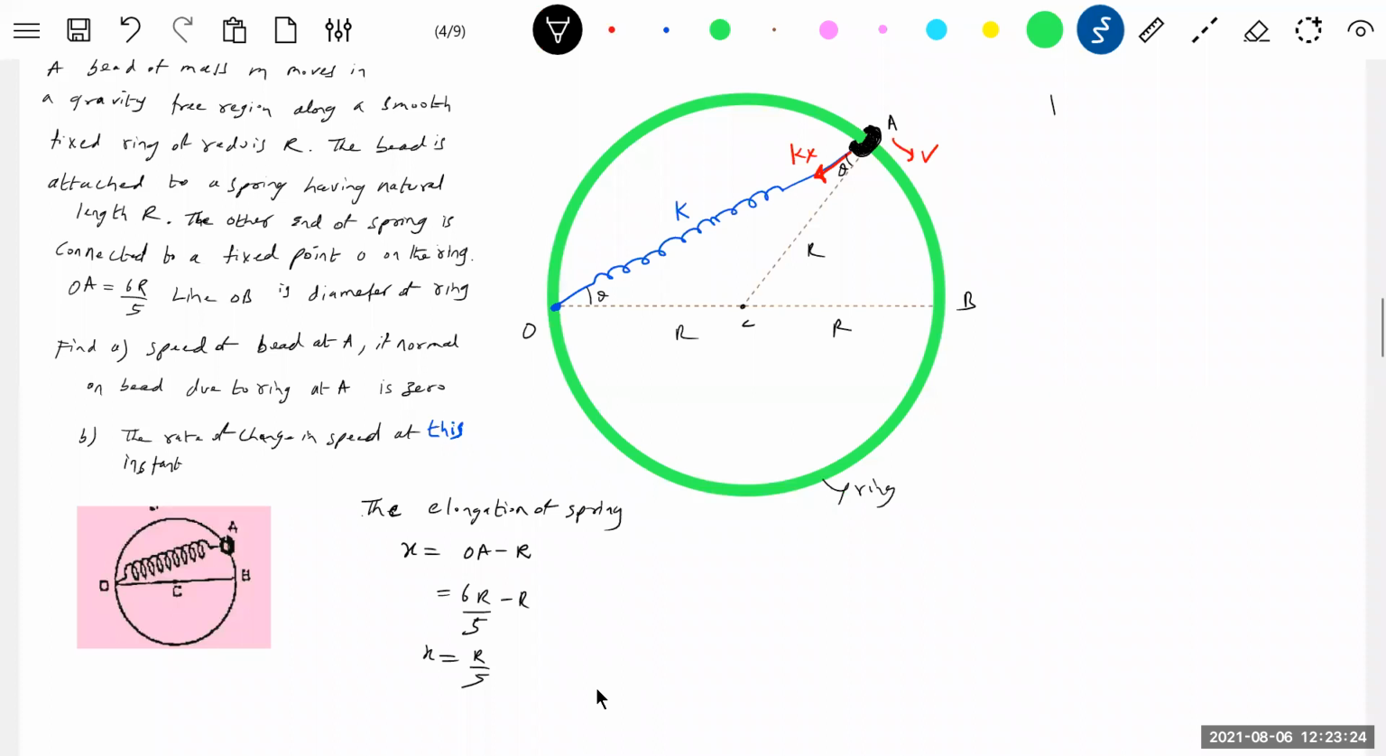Then kx cos theta should be equal to mv square by r. We have x, we have spring constant k, then we have to calculate the v there. And what is the length? Okay, this is r, no? mv square by r, sorry. This bead will move in a circular path about C, no? So what is the radius of curvature? That should be r. Now we don't know cos theta.